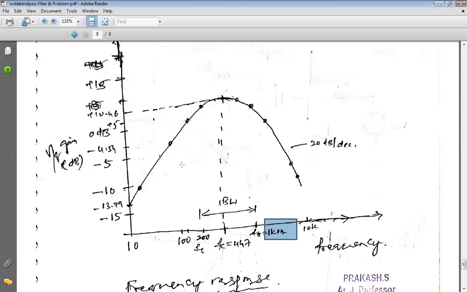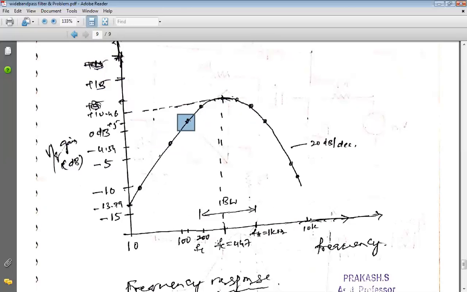From 200 hertz at this point to this point, all the frequencies will be passed easily without any attenuation, from 200 hertz to 1 kilohertz. After this point, it decreases by minus 20 decibels per decade. And from this point to this point it increases by plus 20 decibels per decade. That is the difference in how we calculate.